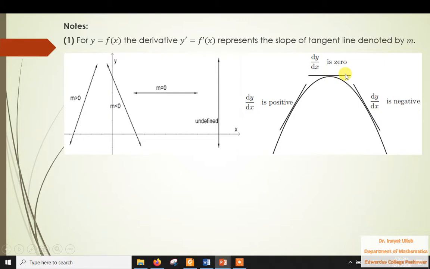If we draw a tangent line, this tangent line is parallel to the x-axis, and whenever a line is parallel to the x-axis, its slope will be 0. Slope means derivative of that function will be 0 there where a tangent line is parallel to the x-axis.